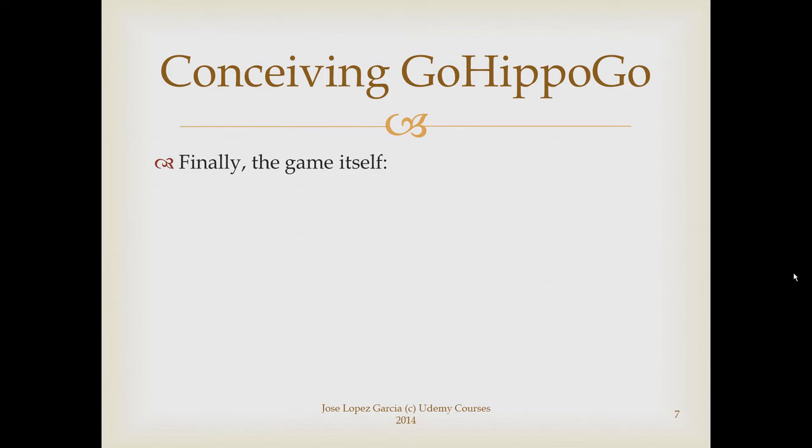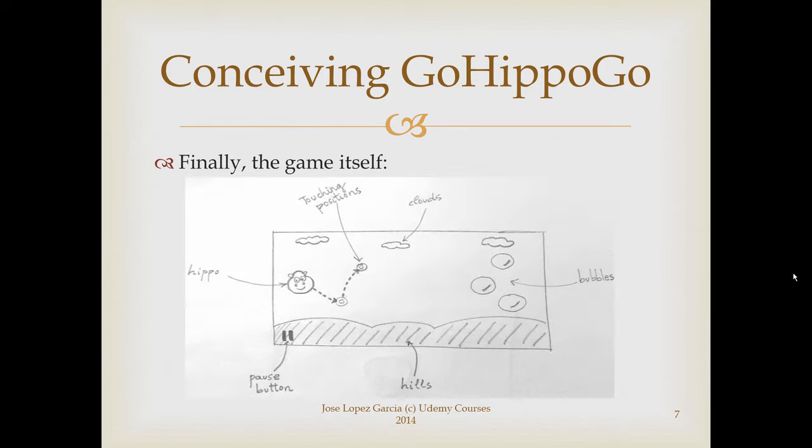And finally, the game itself. Okay, here we have, as you can see, our hippo that is floating around. Whenever you touch a point in your screen, it will move toward that point. So, we also have the bubbles appearing at the right edge of your mobile device. Here we have the pause button if you have to go to pee, for example, and the hills, okay, and the clouds that we will do in Photoshop, okay.